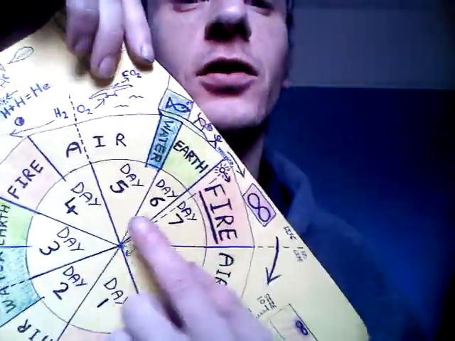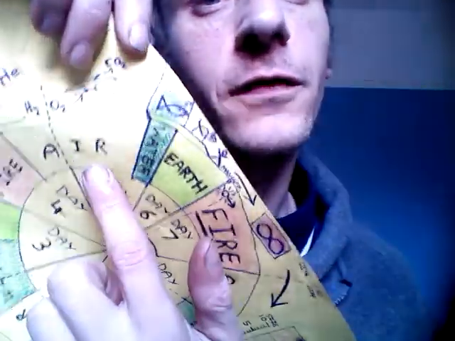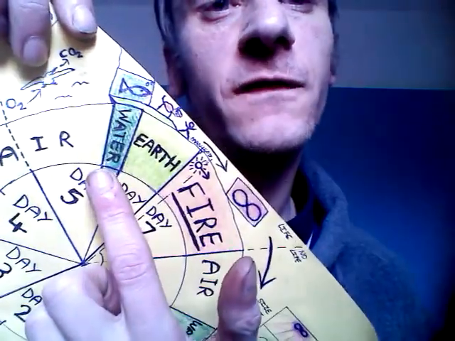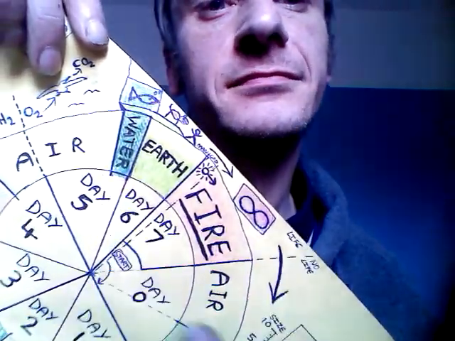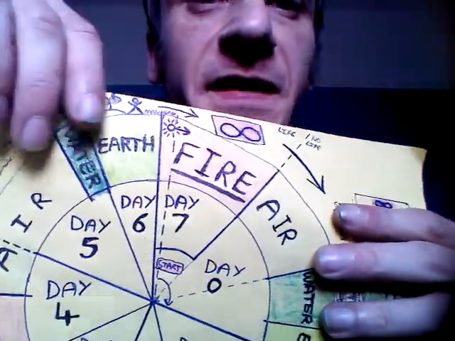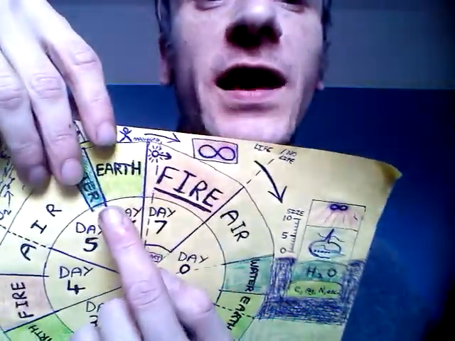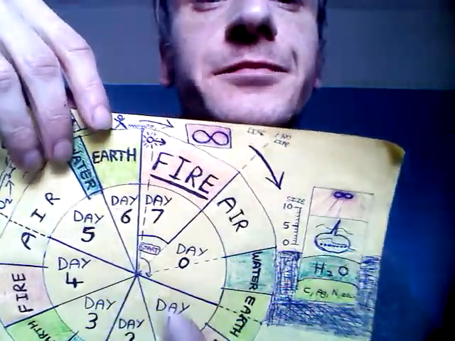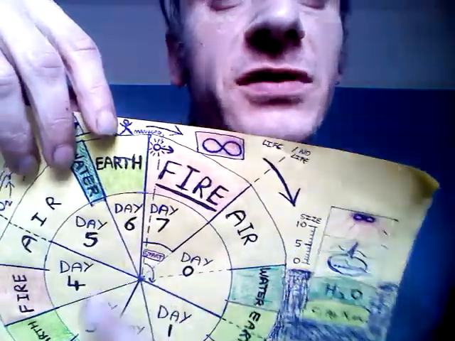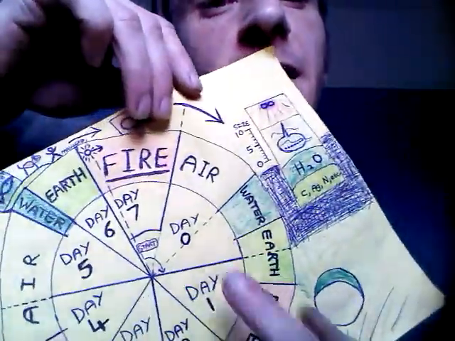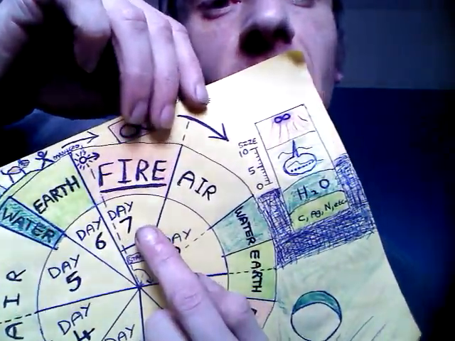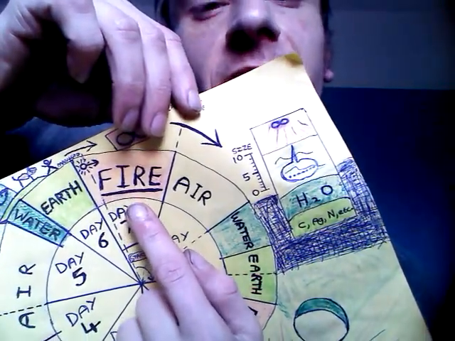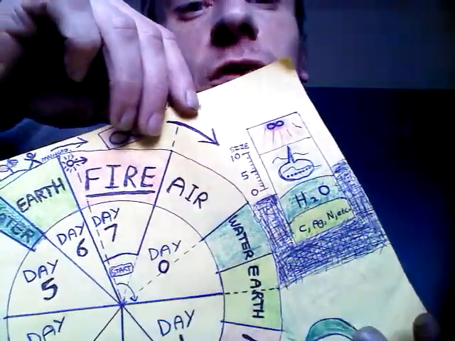Then on the fifth day, God created all the birds of the air and all the fish in the water. Then on the sixth day, God created all the life which lives upon the earth. Then on the seventh day, God rested. God was, God is, God will be.